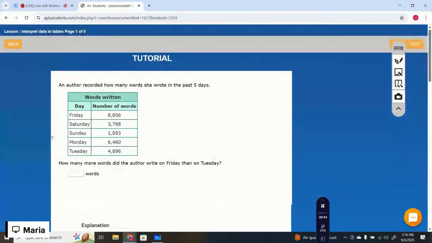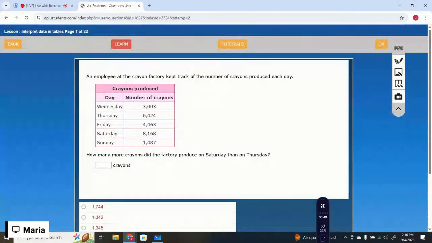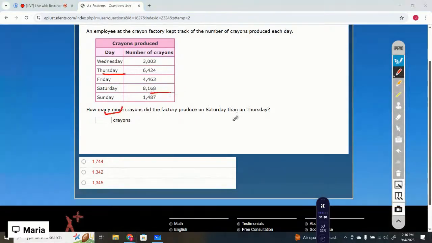Let's just start with the test questions. An employee at the crayon factory kept track of how many crayons were produced each day. How many more crayons did the factory produce on Saturday than on Thursday? So on Saturday they produced 8,168 crayons, and on Thursday the number of crayons is 6,424.